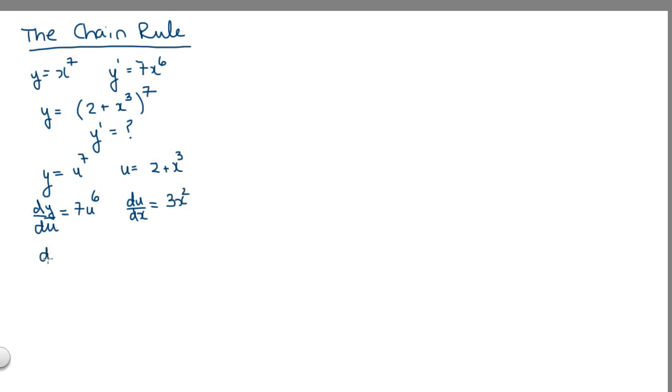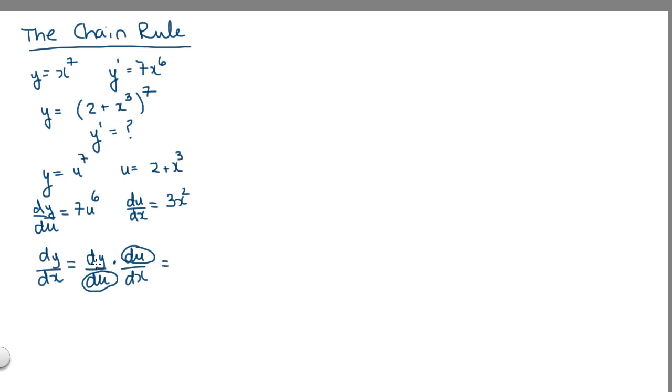Now we can think of dy by dx, the derivative of y with respect to x, as dy by du times du by dx. The reason this makes sense is we could actually think of canceling the du in the denominator here with the du that's in the numerator. So if we were to imagine crossing those out, we'd be left with dy by dx. So this is where the motivation comes from for writing it this way.